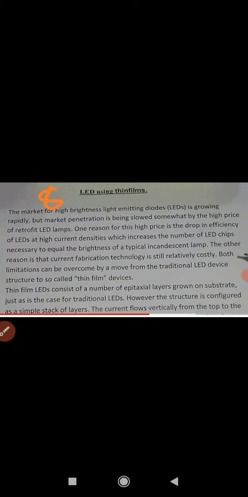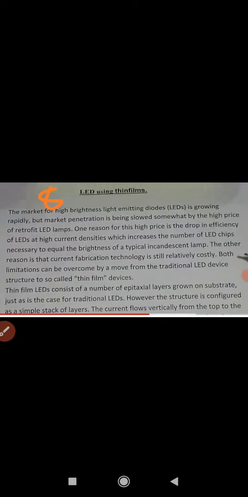Thin films are also used in LEDs. These thin films are developed by using the vapor deposition method. Already we know the bottom up approach; by using the bottom up approach we develop these thin films. So thin films are also used in LEDs.